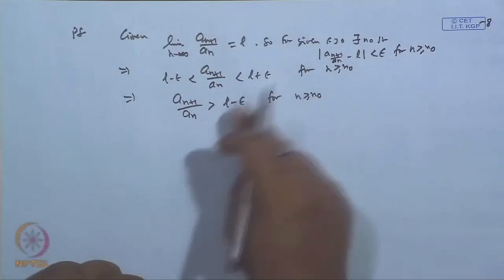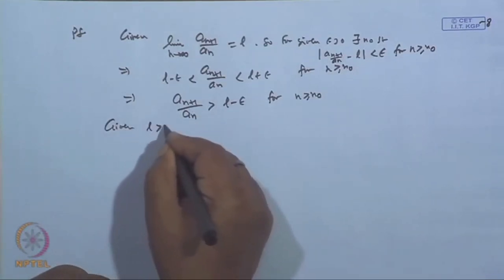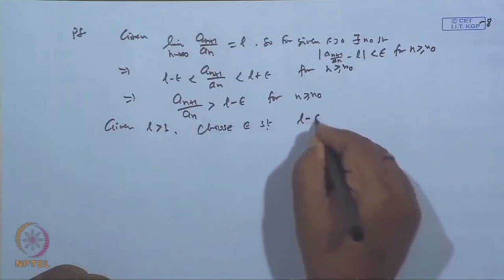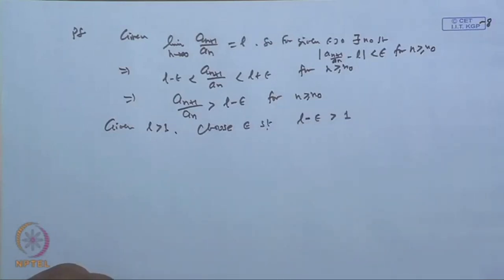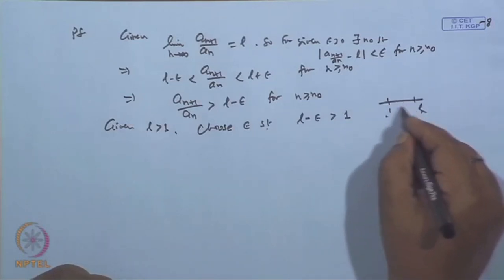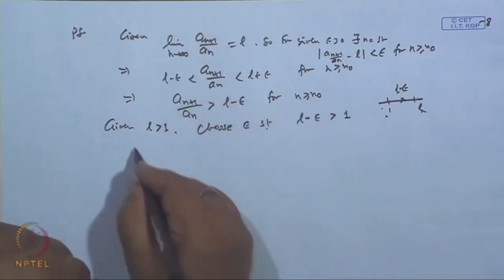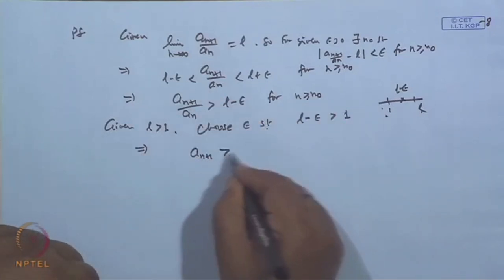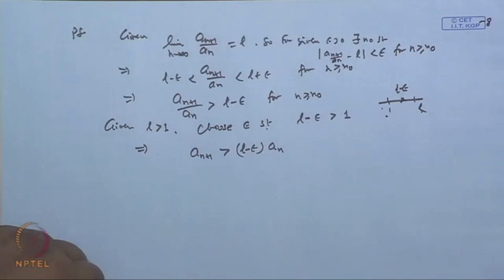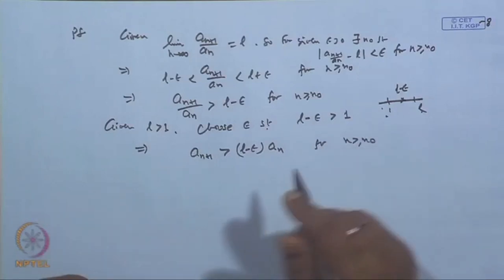Now, given L is greater than 1, can you not choose epsilon such that L minus epsilon is also greater than 1? There is a gap. This is 1, this is L. So L is strictly greater than 1. I choose epsilon in such a way that L minus epsilon is also greater than 1. So from here we get that a n plus 1 is greater than L minus epsilon into a n, which is greater than 1. Now this is true for all n greater than or equal to n naught.